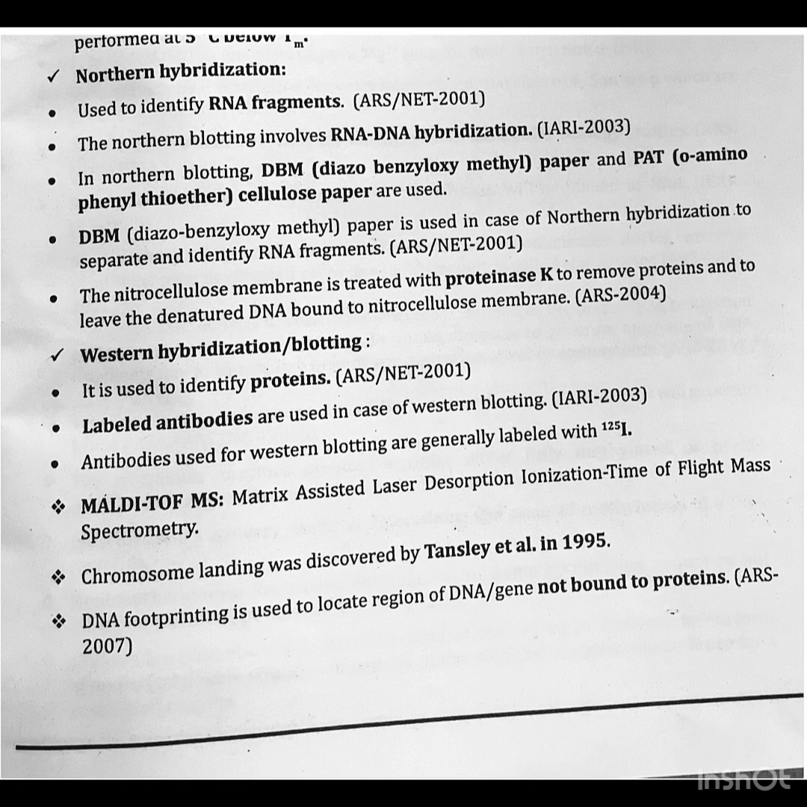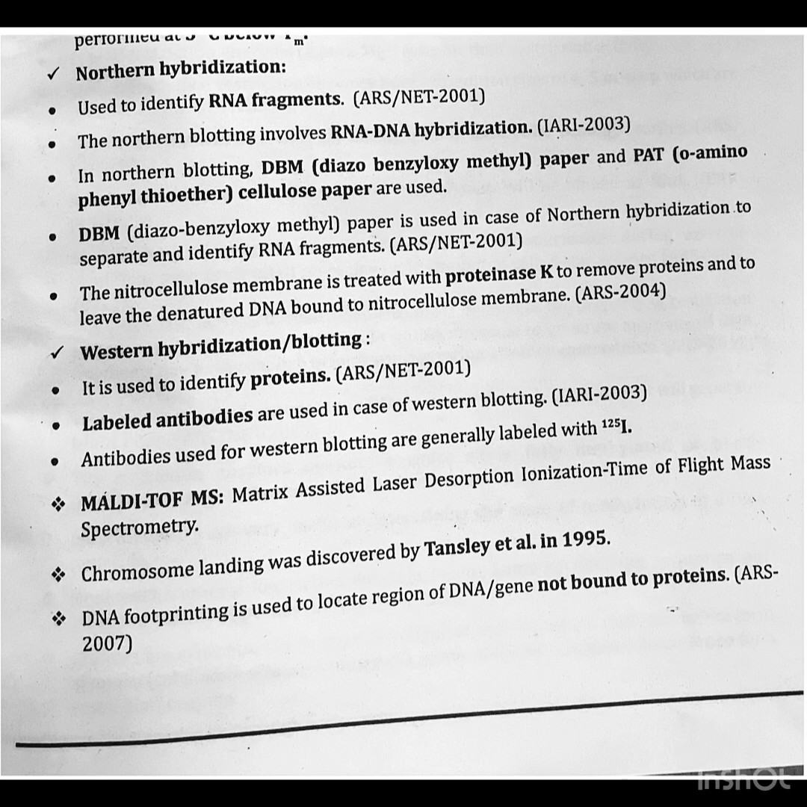Western hybridization or western blotting is used to identify proteins. ARS NET 2001 question. Labeled antibodies are used in case of western blotting. IARI 2003 question. Antibodies used for western blotting are generally labeled with iodine 125. MALDI-TOF MS is matrix assisted laser desorption ionization time of flight mass spectrometry. Chromosome landing was discovered by Tanksley et al. in 1995. DNA footprinting is used to locate regions of DNA bound to proteins.